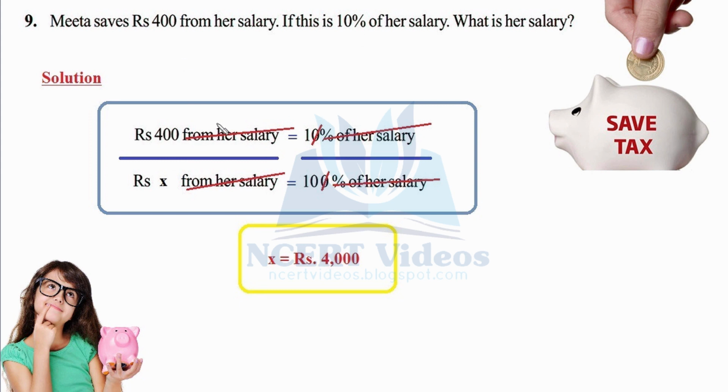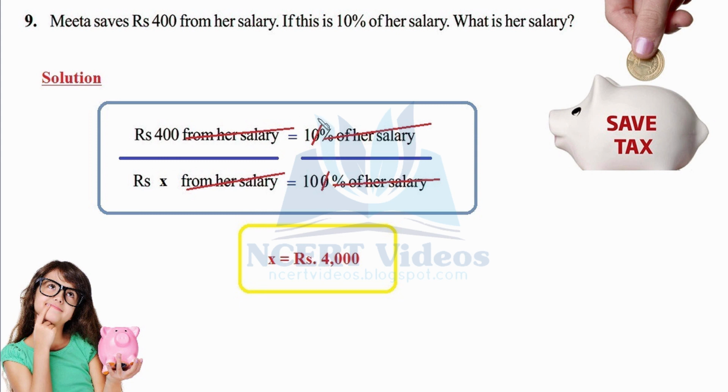This is similar to one of the previous questions we did. However, it is in statement form, in a problem form. We use proportion, although we could do it using the unitary method. That is lengthier, and our focus is to learn the proportion way in this chapter. So we solve the question using the same. So rupees 400 from her salary equals 10% of her salary. Now rupees X will be 100% of her salary.